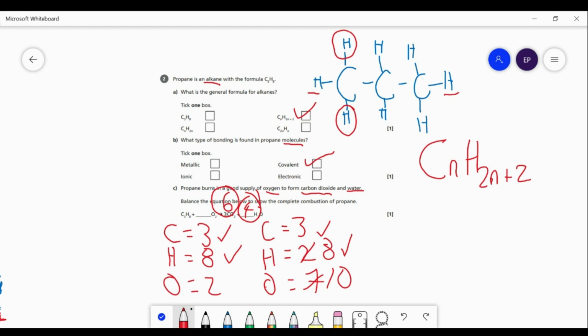Now, the oxygens come in pairs. Oxygen molecules are O2, and we need to have 10. So we're going to need to place a 5 in front of the O2. And 5 times 2 is 10. So that means there's 10 oxygens on both sides. So the equation balances. Now we've got the same number of carbon, hydrogen, and oxygen atoms on both sides of the equation.